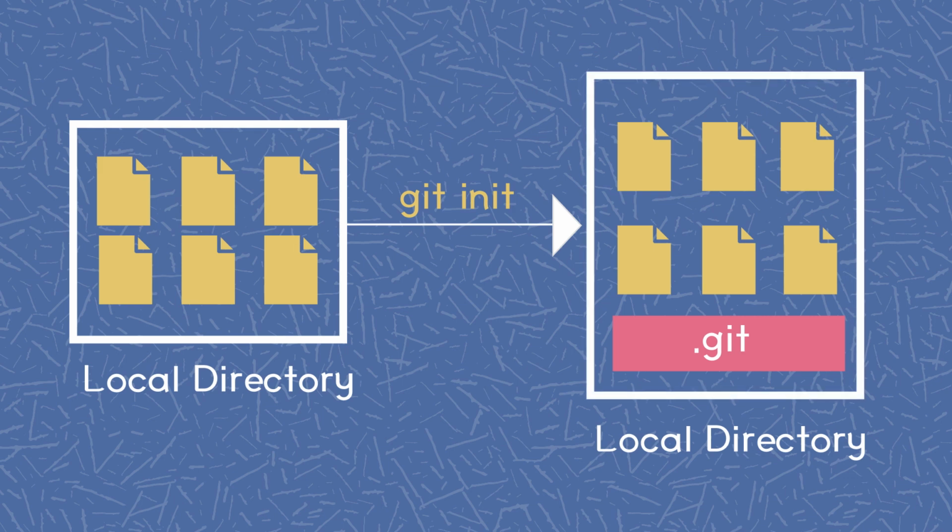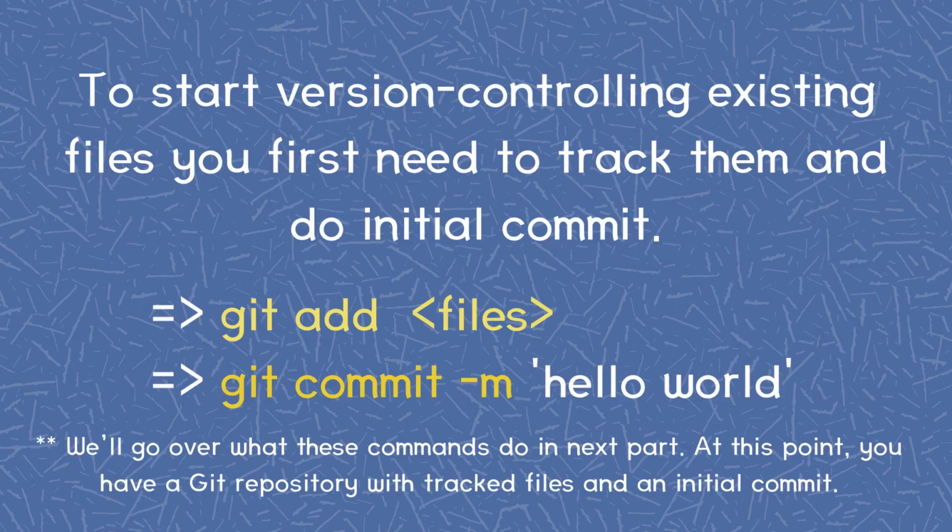At this point, nothing in your project is tracked yet. To start version controlling existing files, you first need to track them and do an initial commit using the git add and commit commands. We will look at them later. At this time, our objective is to get a Git repository.